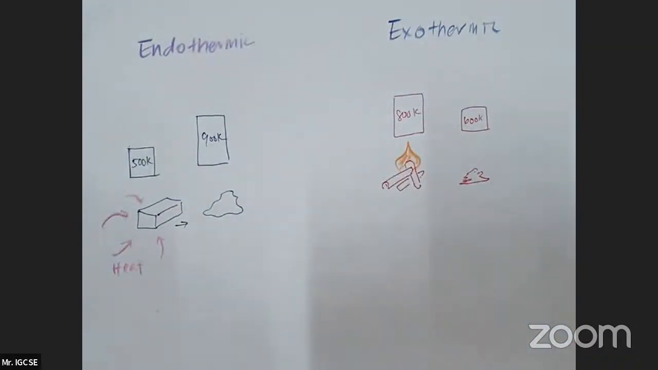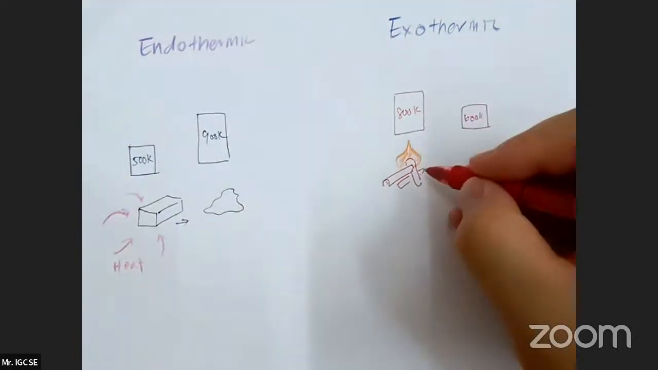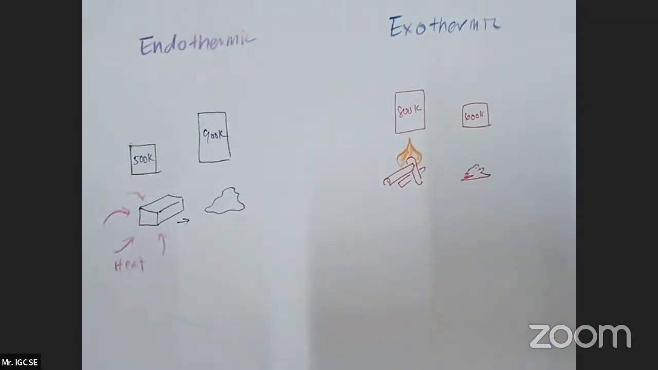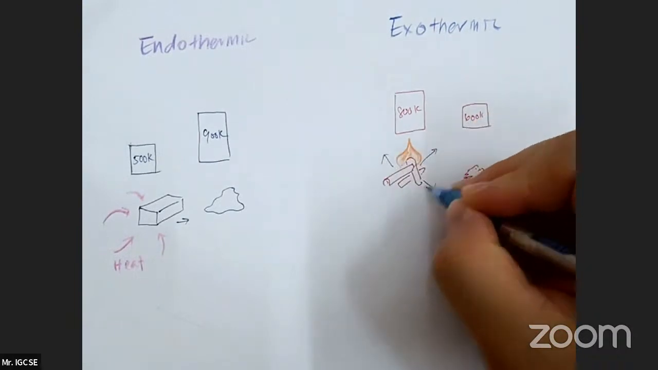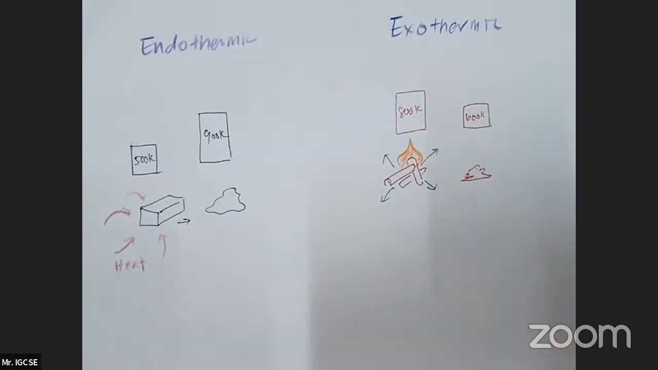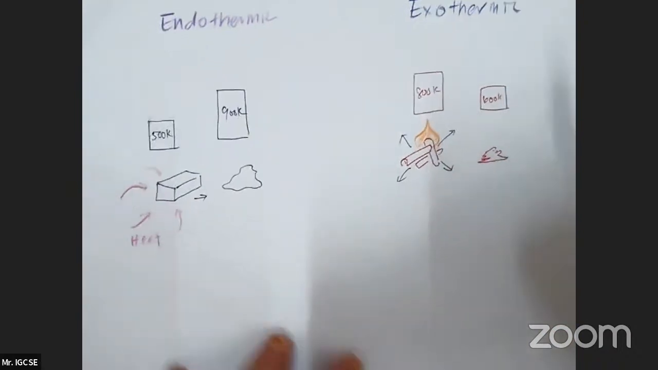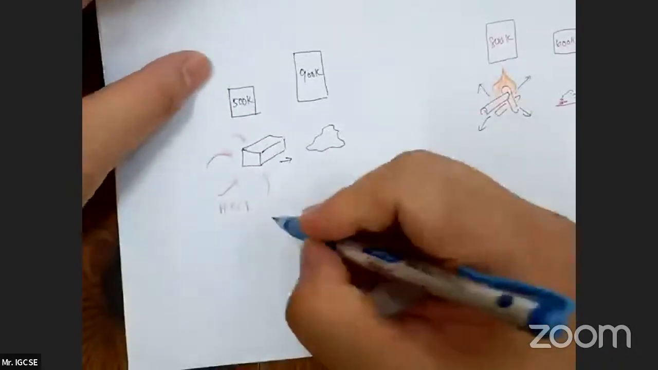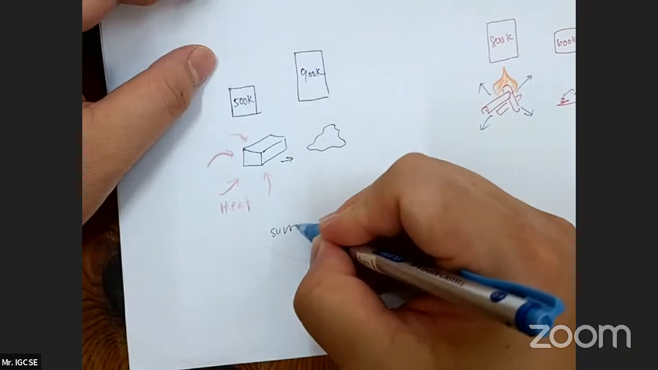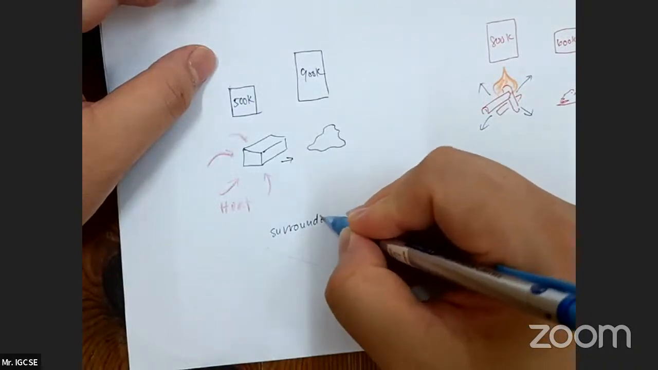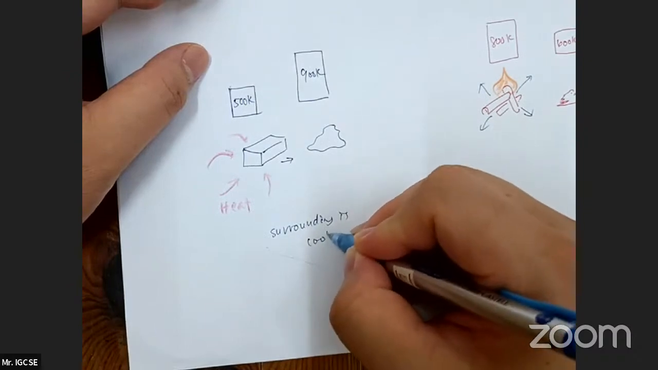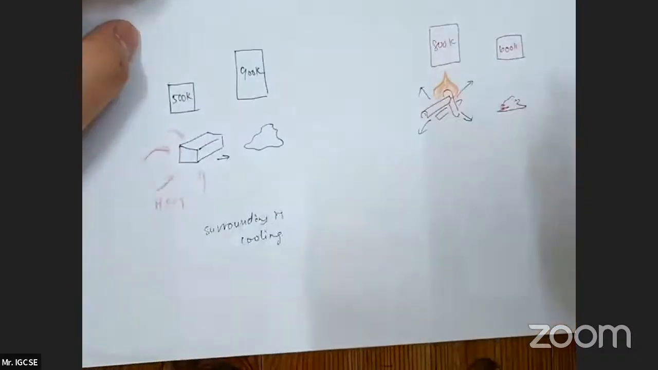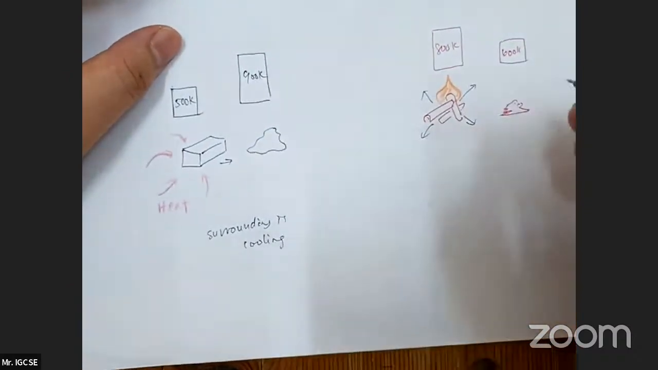So the energy, can you see the flame? The energy is given out. Energy is out here. So the surrounding will become hot. Okay. So just now this one, the surrounding is cool. It's cooling. Okay. Cools down.